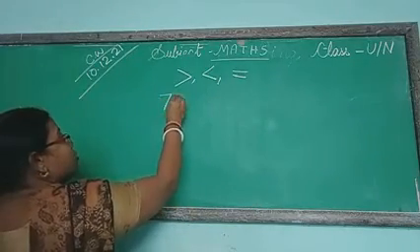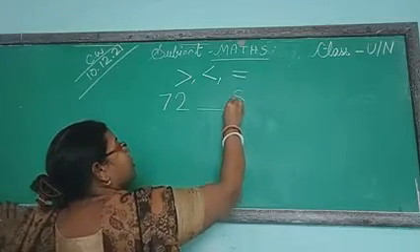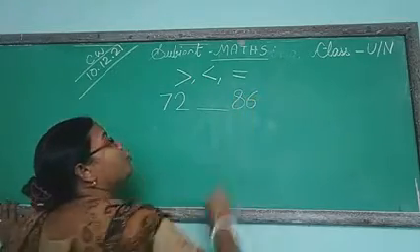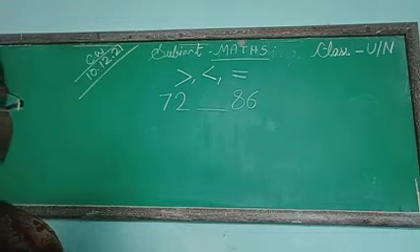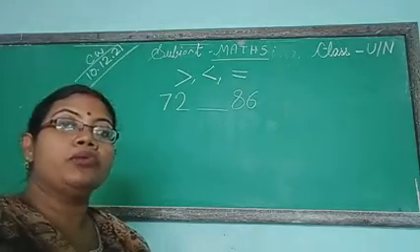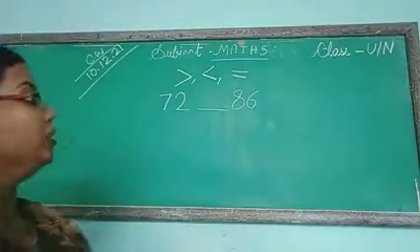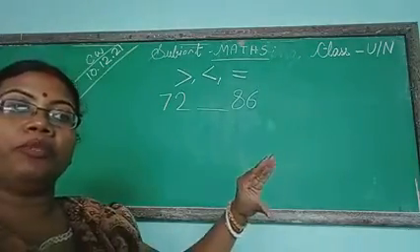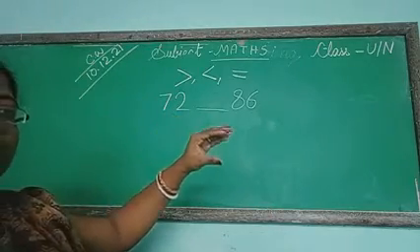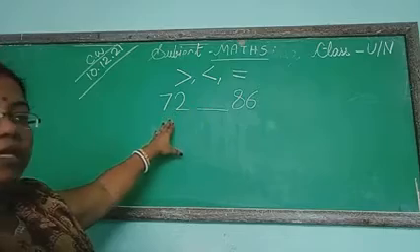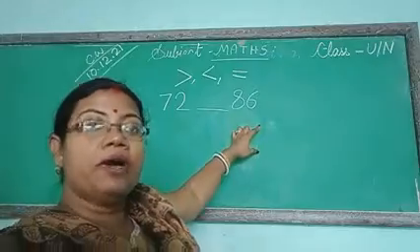See, suppose the numbers are 72 and 86. Now, how will you identify which number is the bigger number? Where will we open the mouth? We will open the mouth on the side of the bigger number only. Whichever number is bigger, we will open the mouth on that side. If this side is bigger, we will open the mouth on this side.